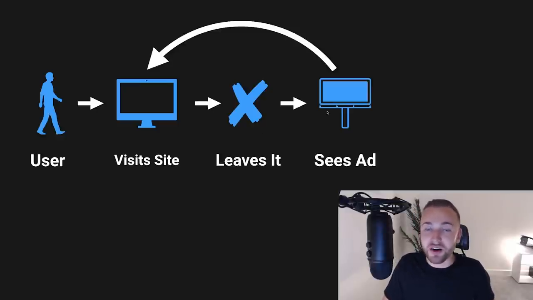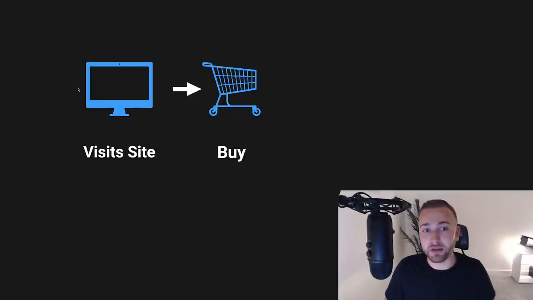Then they get remarketed later on, maybe they sit on the toilet, maybe they're on the sofa and they see an ad which is showing them the exact product that they just saw, right? They're going to go back and they're going to visit your website. Hopefully when they visit your website this time, they're going to buy your product. Without the Facebook Pixel, you literally cannot do this. So you need a Facebook Pixel set up right away.